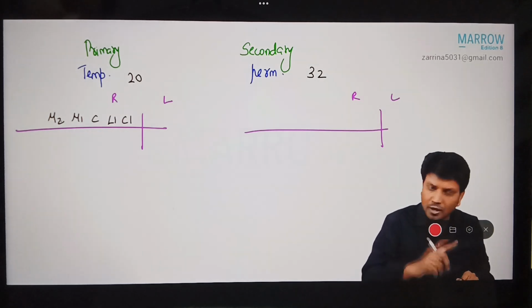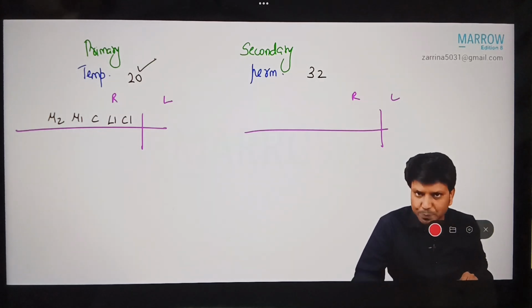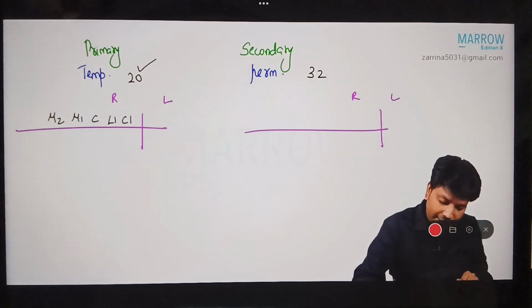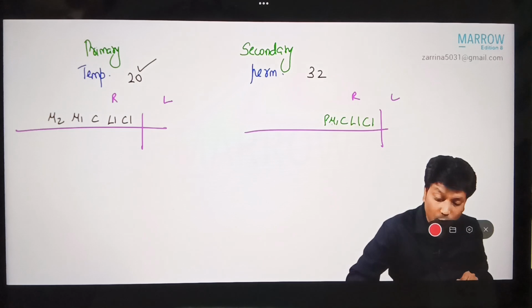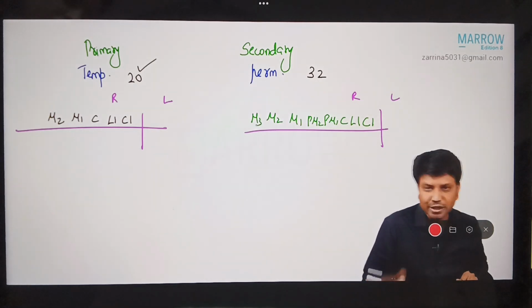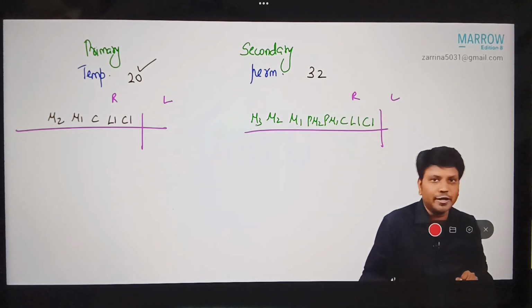So each quadrant will have 5 teeth. 5 into 4 quadrants, you will get 20. Now coming to permanent teeth, here you'll have central incisor, lateral incisor, canine, premolar 1, premolar 2, molar 1, molar 2, molar 3. Remember, we have 8 teeth in each quadrant of permanent teeth, and 8 into 4 will get 32 teeth.